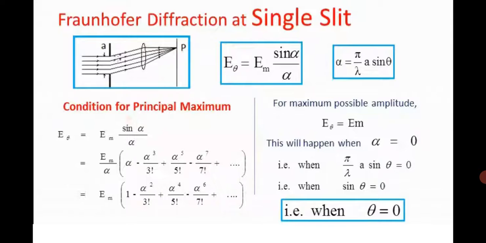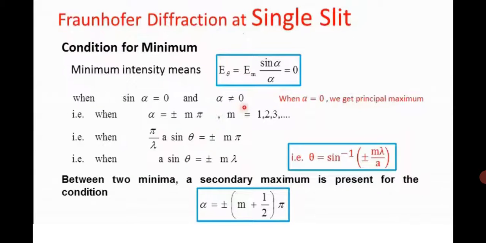The maximum possible amplitude is obtained when sin alpha upon alpha is equal to 1, and this happens when alpha is equal to 0, that is, when pi by lambda a sin theta is equal to 0. This only occurs at theta equal to 0, and that's why exactly at the center we always get the maxima.